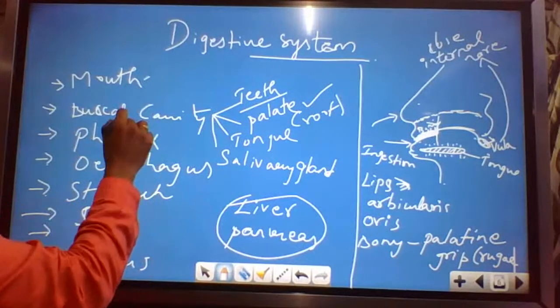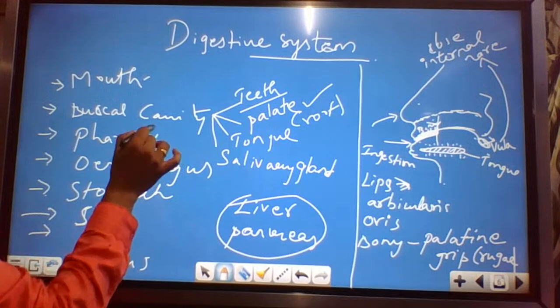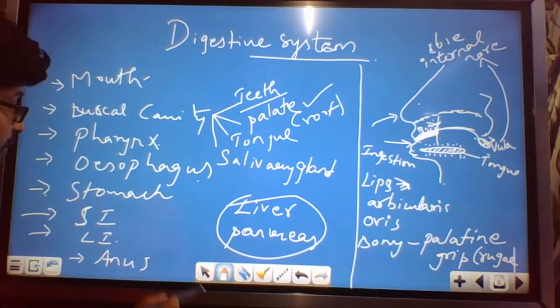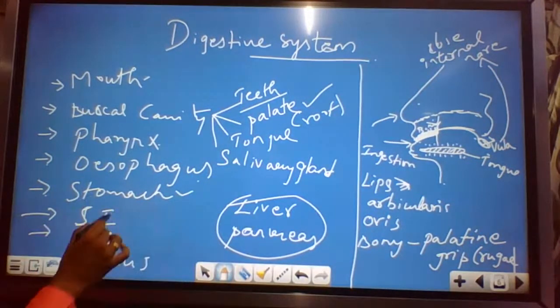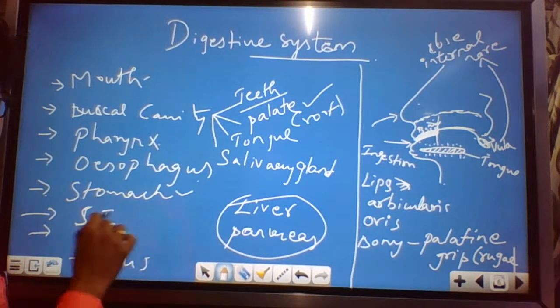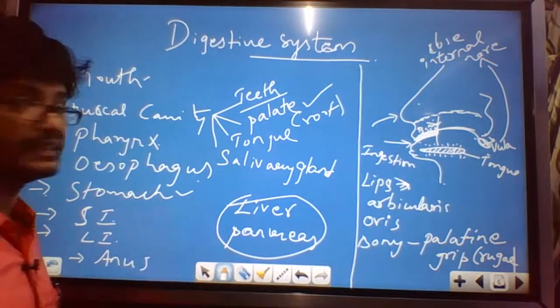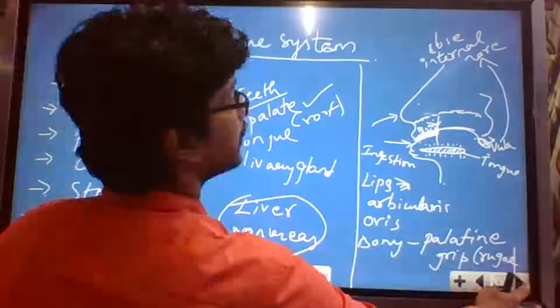We started with the mouth, we completed the buccal cavity, teeth, palate, tongue, salivary gland, pharynx, then esophagus also we completed, stomach we are done. So we have to see the other 2 important things, out of which the small intestine is very important. We'll see the alimentary canal histology by tomorrow. By this we can wind up, and digestion we'll see tomorrow.